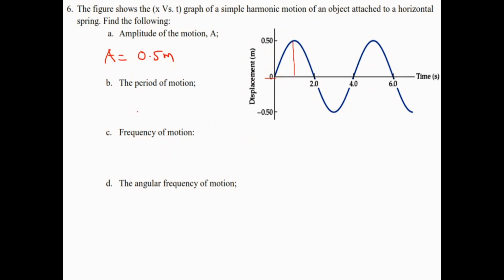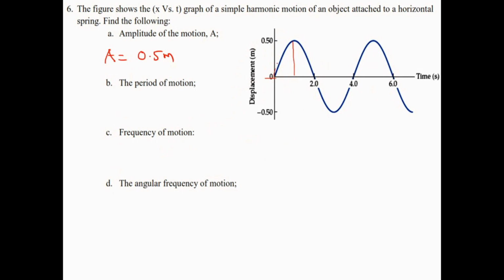Now we have to answer for the time period. By using this wave diagram, we are going to find the time period. What is the definition of time period? The time taken for one complete oscillation to occur is nothing but the time period, right? So that means one complete oscillation.